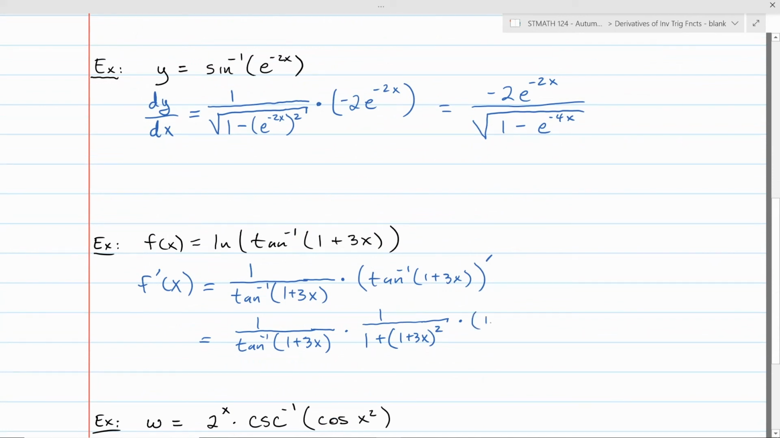So that'd be 1 plus 3x prime. But that derivative is really simple. That's just 3, right? So I'm just going to go ahead and put 3 here. And that's it.